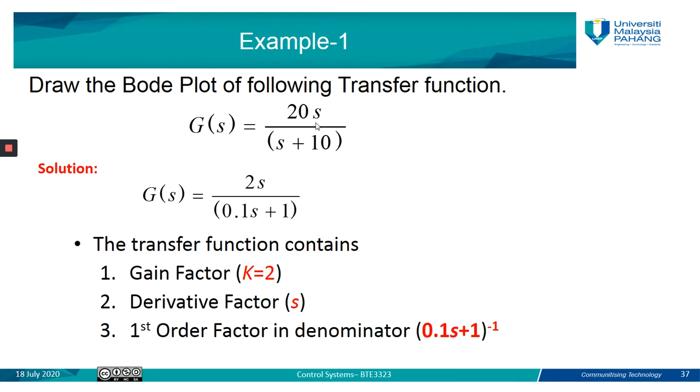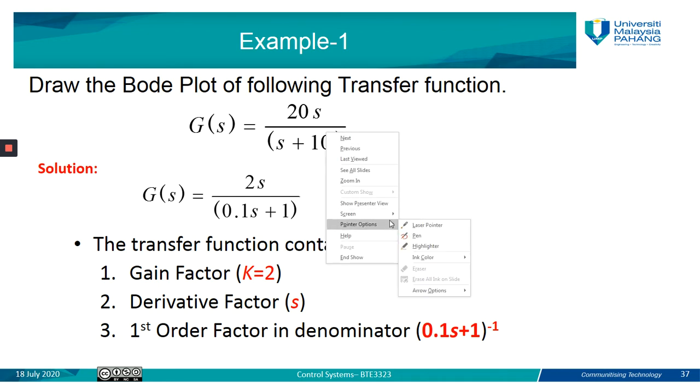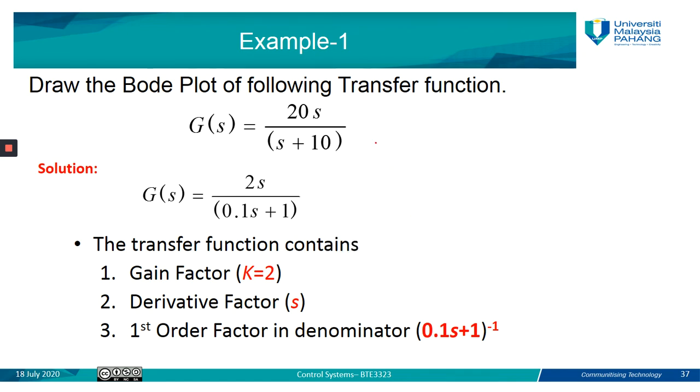In this example, we are going to draw the Bode plot for the transfer function G(s) equal to 20s over s plus 10. This is actually a simple example just to learn how we can draw or plot the different factors here, which are different components of our transfer function. Then we combine all the drawings into a single Bode plot.